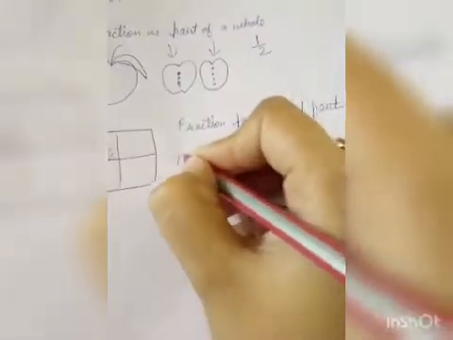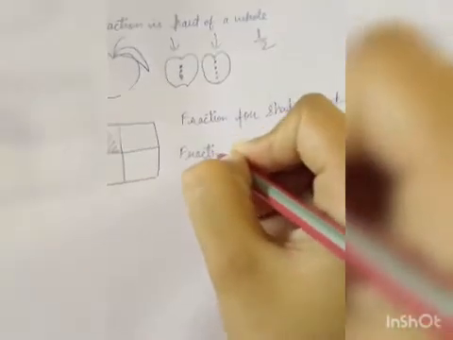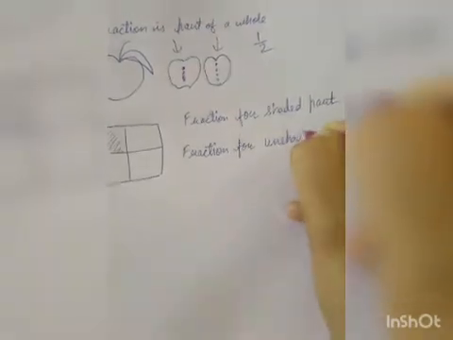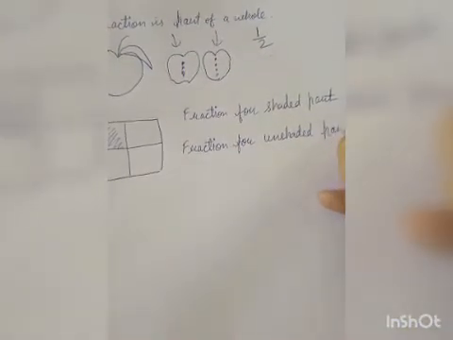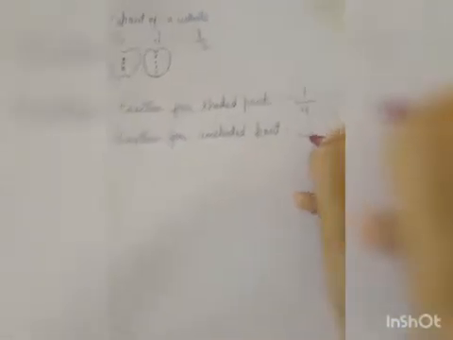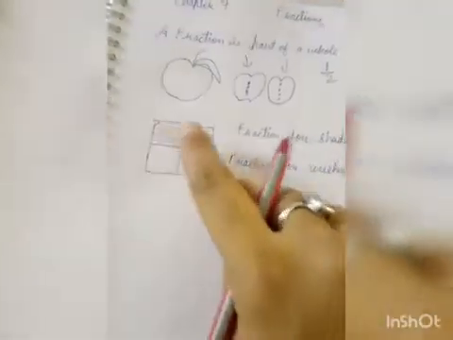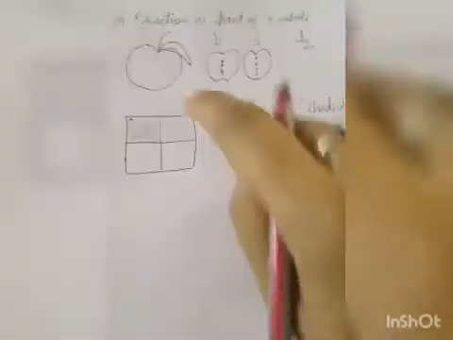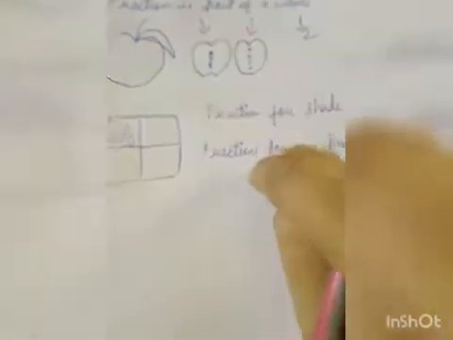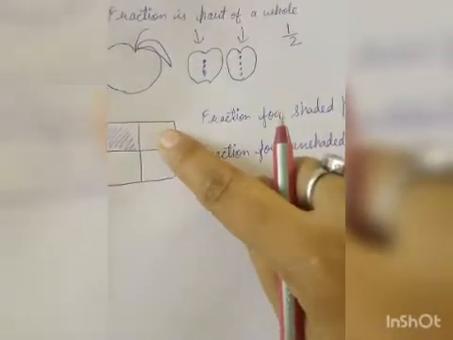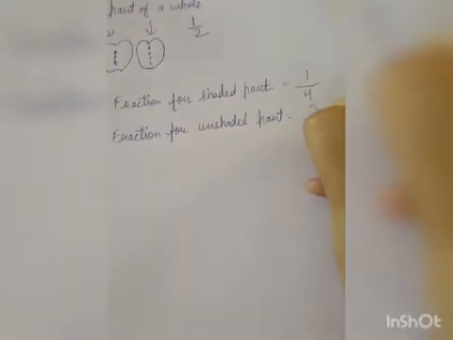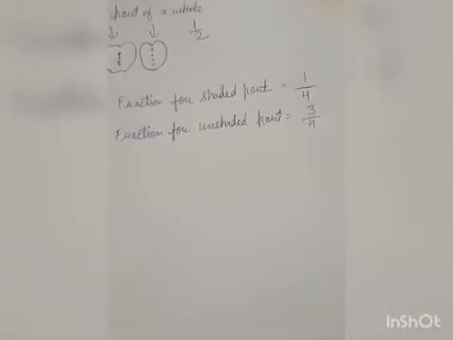And if I ask what will be the fraction for the unshaded part, how many parts are there? 1 2 3 4, so I will write here 4. But how many unshaded parts are there? This is shaded 1, but what are unshaded? Unshaded means 1 2 3, we have not shaded these 3, so for the unshaded I will write here 3. Okay, the fraction for unshaded will be 3/4.